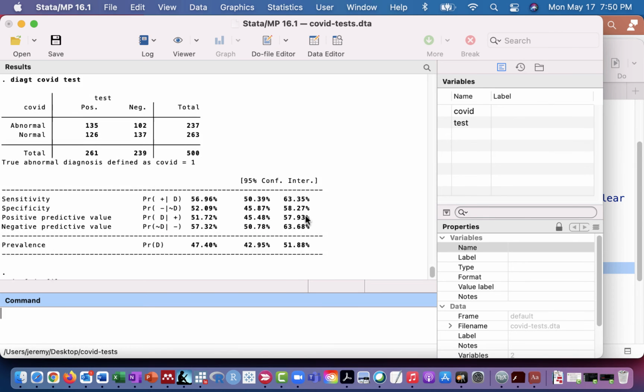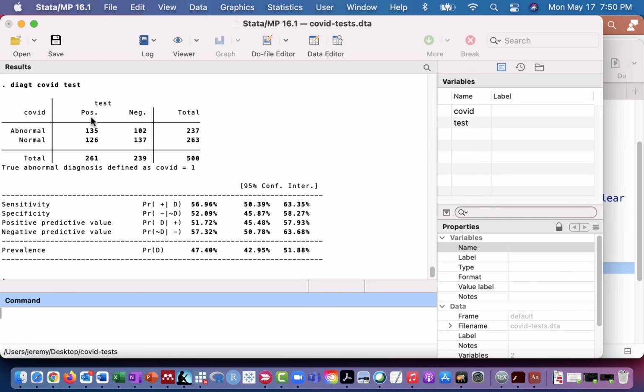Okay, so this is using the software add-on that we use. So it puts the table here, right? So COVID abnormal means you have COVID, right? True abnormal diagnosis is defined as COVID equals 1. Abnormal meaning that you're not normal, you have COVID. Now if COVID normal, that's COVID equals 0, you're healthy. So normal is healthy, abnormal is you have COVID. For the test result, positive means the test thinks you have COVID, and negative means the test thinks you do not have COVID.